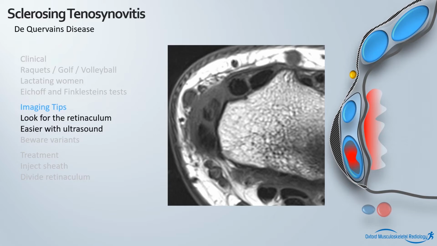As is often the case, axial T1 weighted images are very good at showing the internal signal changes, indicating that there is a tendinopathy associated with the tenosynovitis.